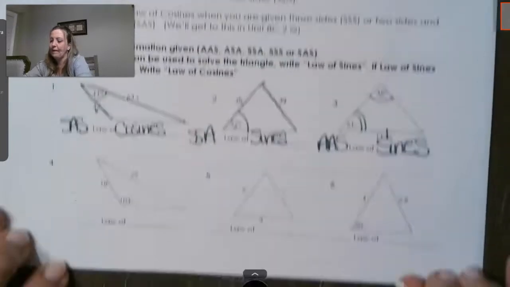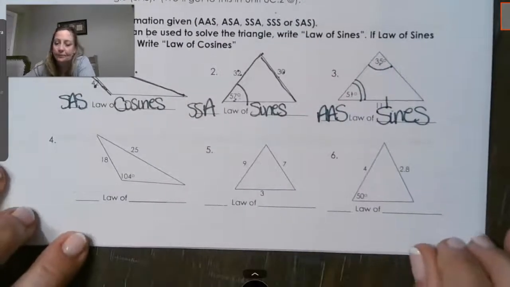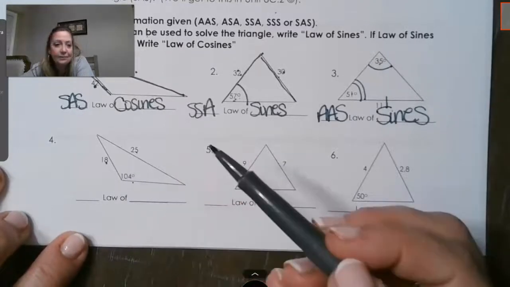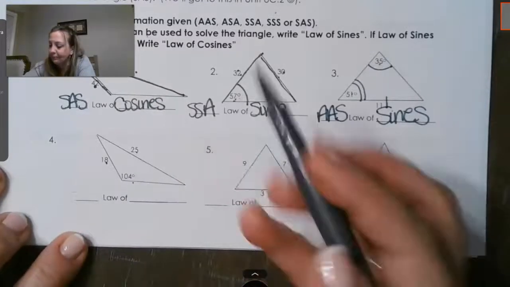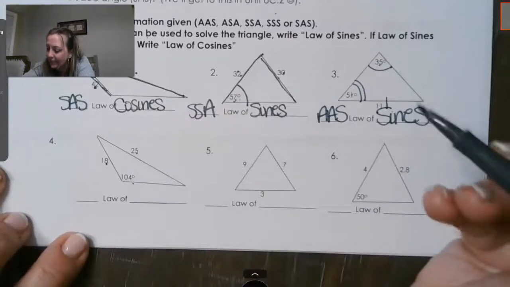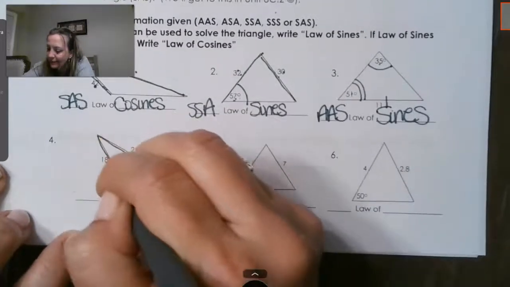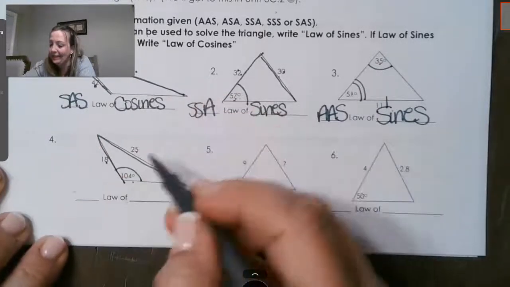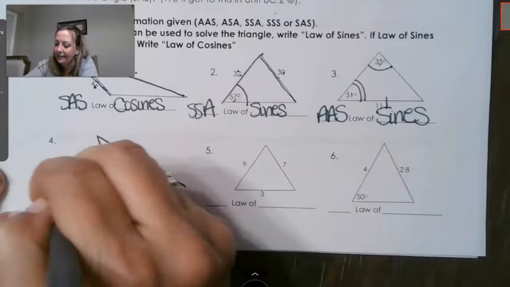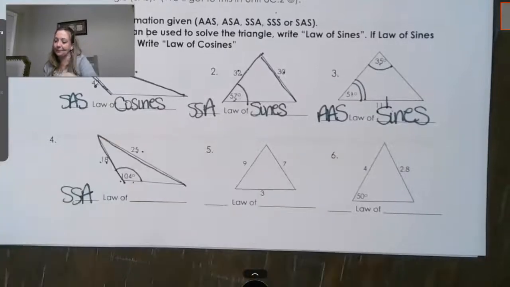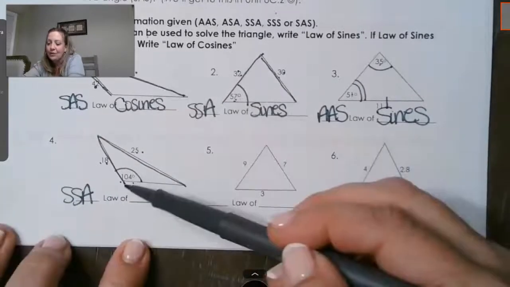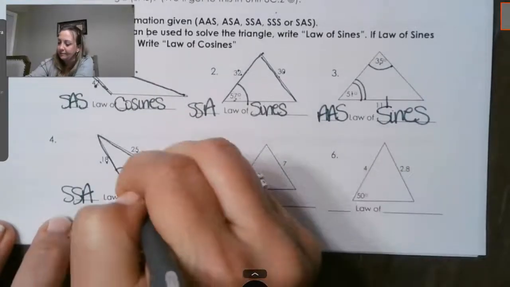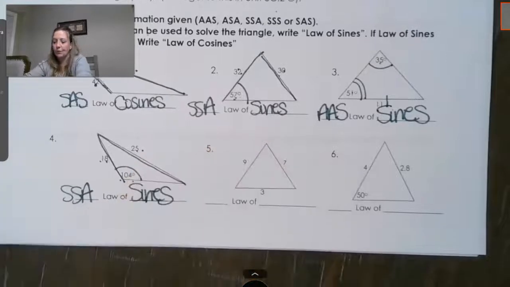Okay. Number 4, we have 2 sides and an angle. What is this one going to be? Well, I see that this angle is not between the 2 sides, so that's going to be a side-side angle case, SSA. And we do have enough information to set up the law of sines. So we're good.